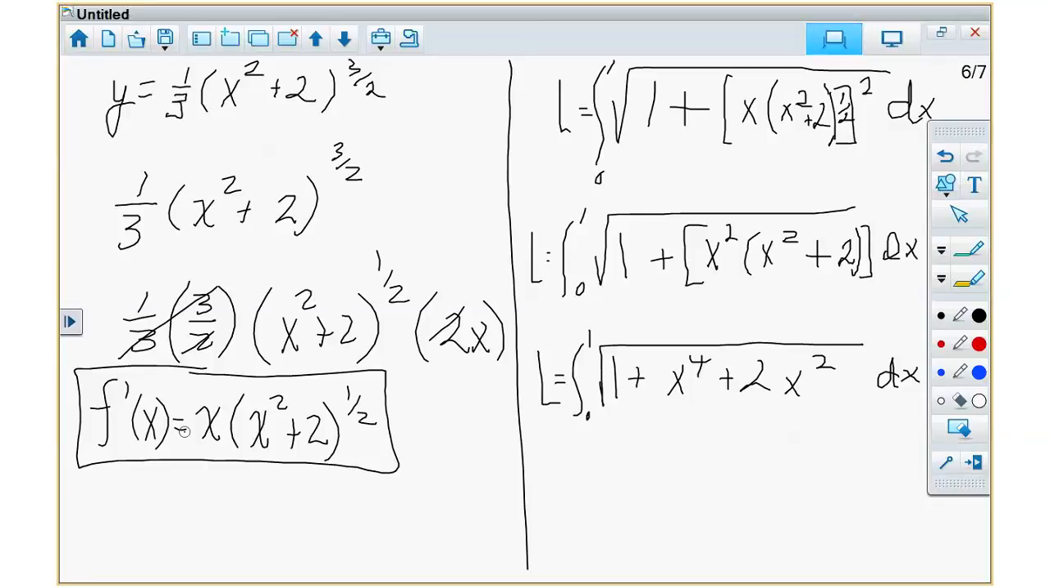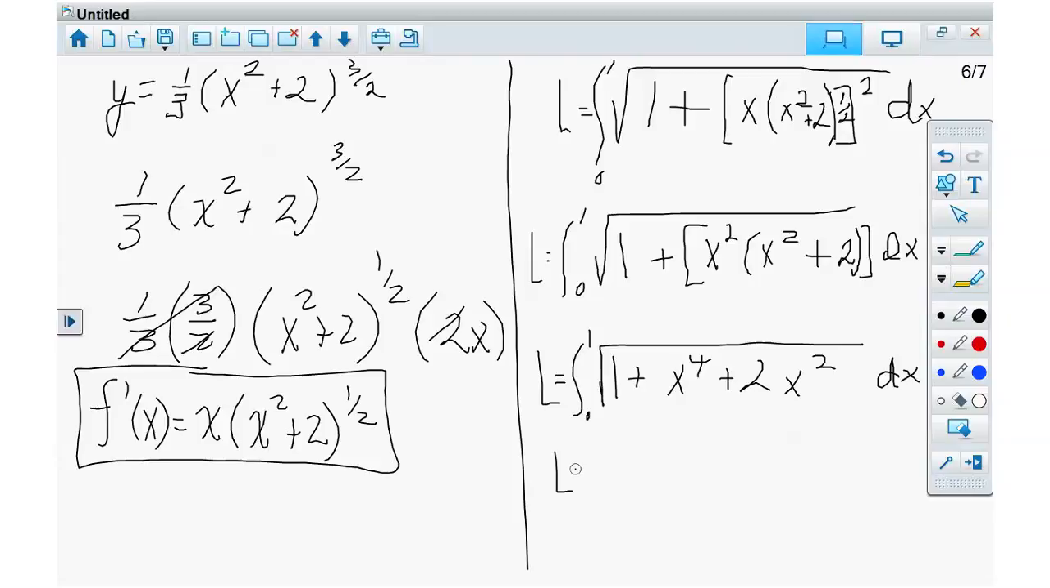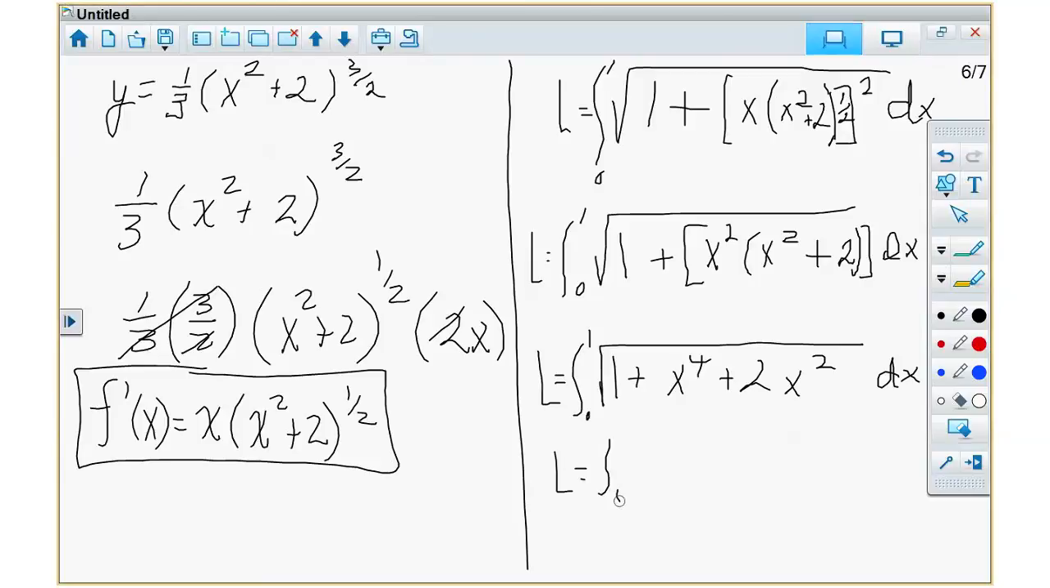Don't steal the thunder, okay? I'm sorry. Oh, just forget it. So L is equal to the integral from 0 to 1 of the square root of x to the 4th plus 2x squared plus 1 dx.